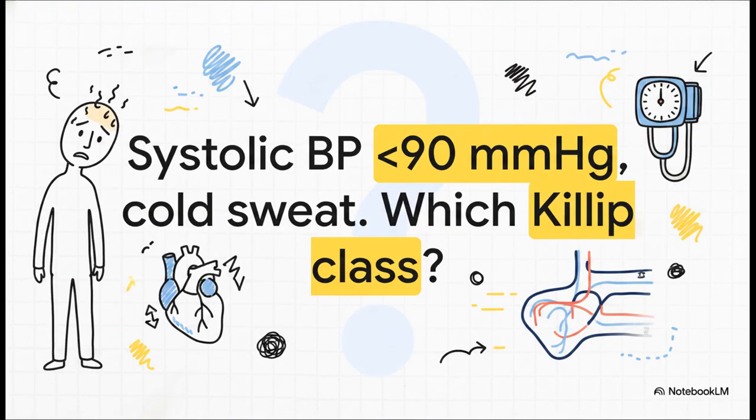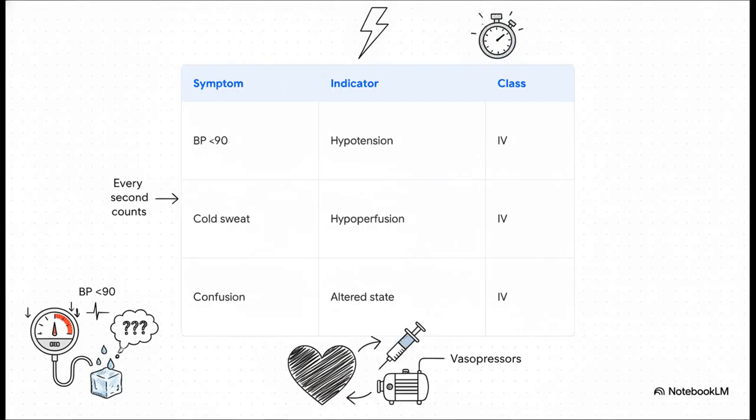Now for our final clinical mystery. Consider a 69-year-old patient with extreme hypotension, a systolic BP of 70, oliguria, a cold sweat, and confusion. What is your rapid assessment here? This classic presentation of cardiogenic shock places the patient squarely in Class 4. This demands immediate vasopressors, intensive care, and potentially emergency mechanical support. Every single second counts when blood pressure drops to these levels.